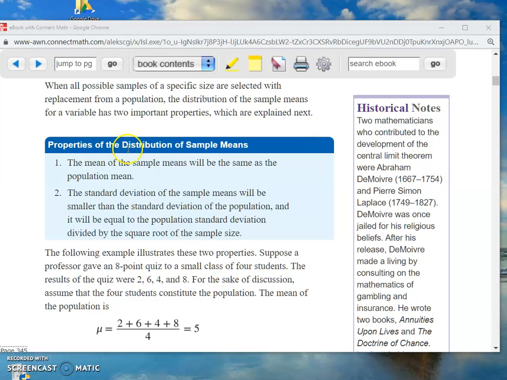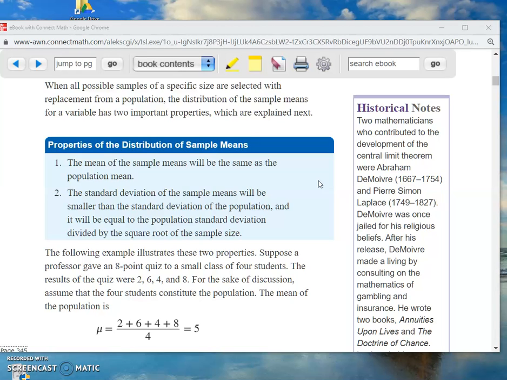The second important point is, since the x-bars are considered to be a random variable, they can also have a standard deviation. So what can we say about it? The standard deviation of the x-bars will be smaller than the standard deviation of the population, and we can actually write down a formula for it. It will be equal to the population standard deviation divided by the square root of the sample size.